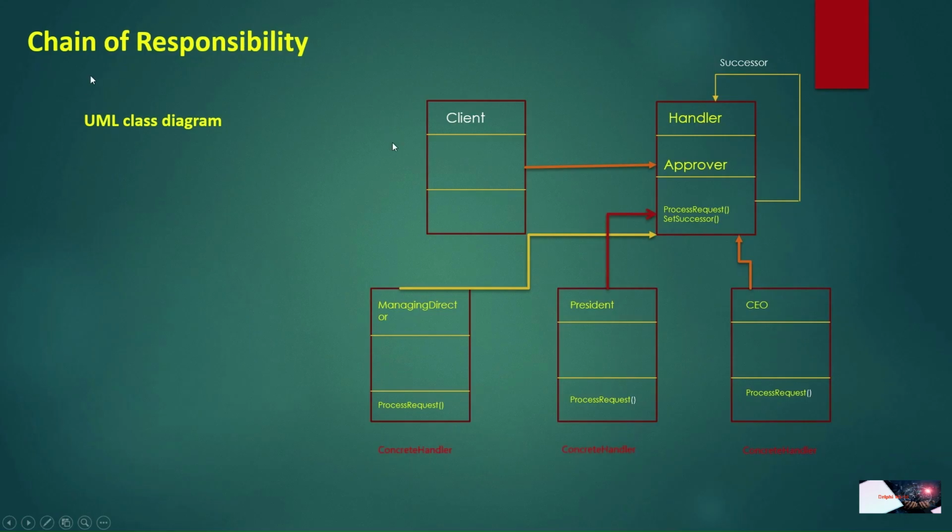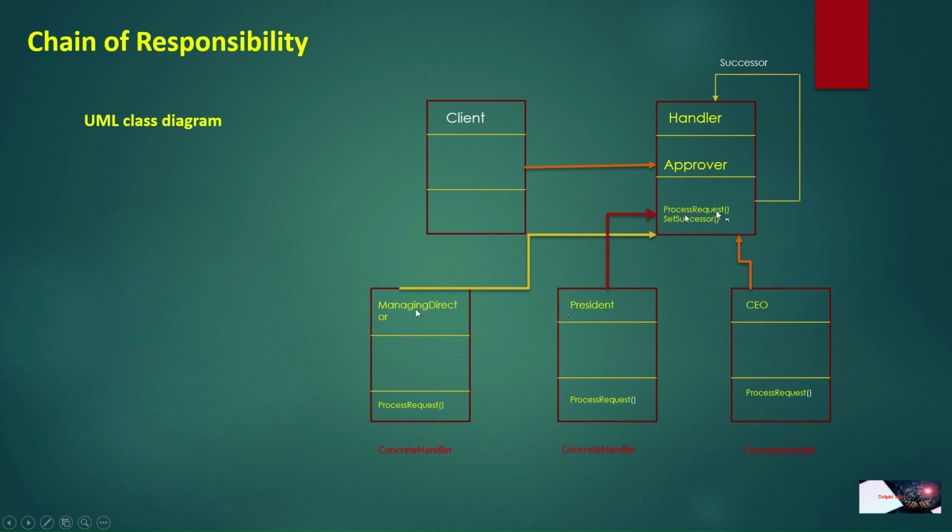So here is the UML diagram for the chain of responsibility. This is the client, and then we have the handler, right? It will be the interface, and we'll have the process request and set successor methods. To process the request, it will get handled by the concrete handler, right? All the process requests will get handled by either the managing director, or president, or CEO, right?